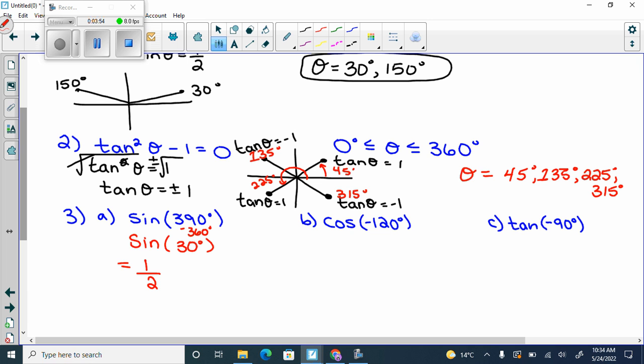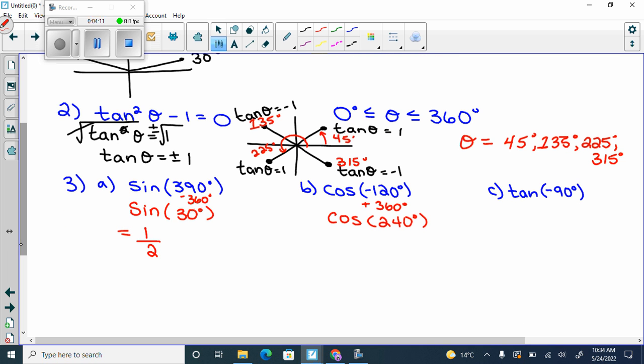Cos negative 120 is too small, correct? So I'm not going to subtract 360, I'm going to add 360. And so I get cos of 240. So I go to 240, and cos is the x or the y? Cos is the x. And what's the x at 240? Negative 1/2.